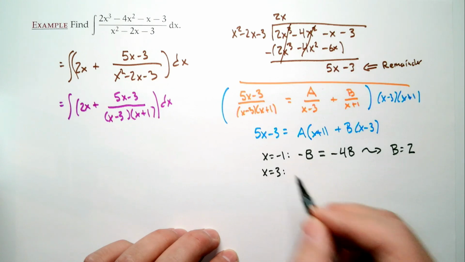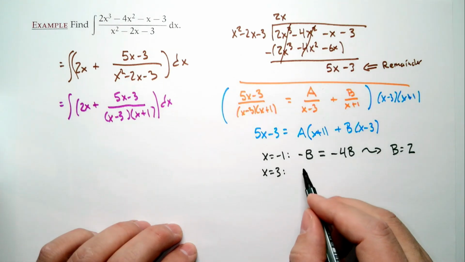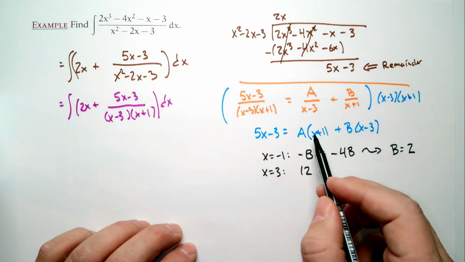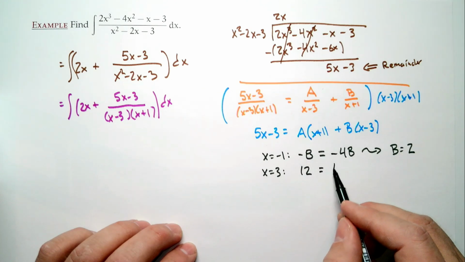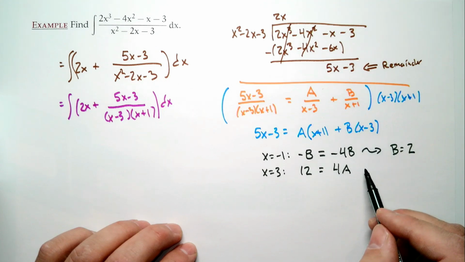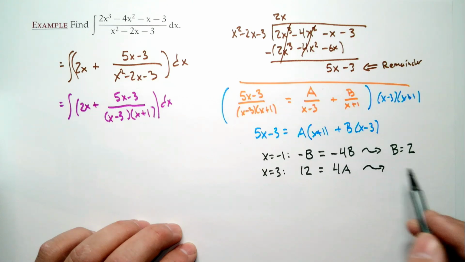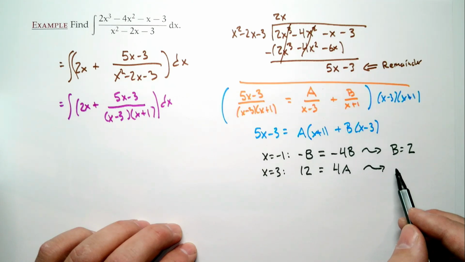Is there another good choice for x? 3. Oh, yeah. Okay, so we plug in 3. 5 times 3 minus 3, what does that become? 12. 3 plus 1 times A? 4A. 3 minus 3 times B? 0. That's why we know it's a good choice, because we got things to cancel. So, 4 times A equals 12. What is A?